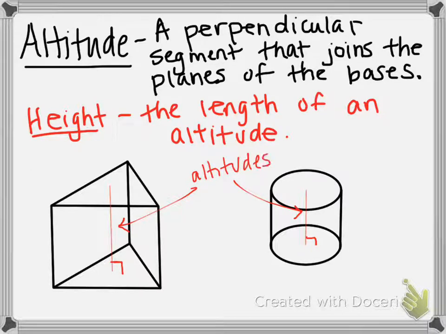Now another word that we have is height. Height is almost the same thing as altitude, but altitude is the line itself. It's referring to the segment. Versus the height, that's a numerical value, which is the length of that altitude. So while they are referring to the same line, one's referring to the line itself, the other one is referring to the length of that line.